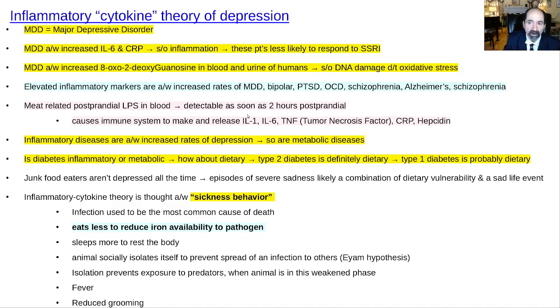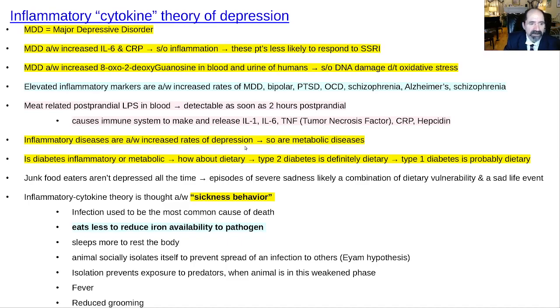And then the sat fat is going to increase blood-brain barrier permeability a little bit, and that's going to potentially cause central nervous system effects like brain fog. Okay, and on a chronic basis, damage to brain neurons. Inflammatory diseases are associated with increased risks of depression.